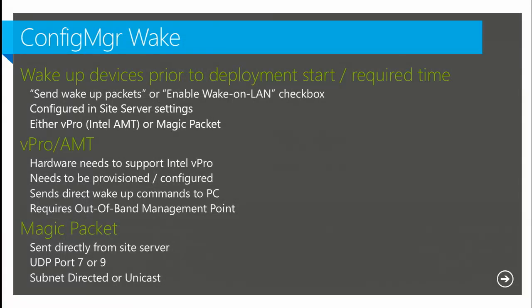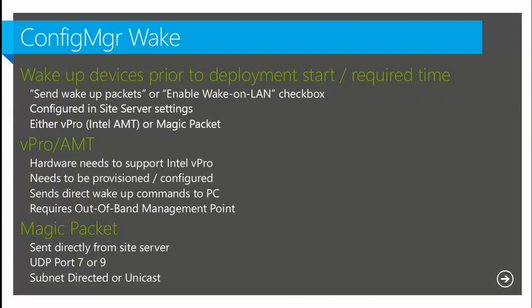Wake up is configured in site server settings, so when you go into your site server, there's a wake on LAN tab, which we'll show in a little bit. You can configure wake up for either vPro, which is AMT, or Magic Packet, or both, which means it will try vPro first, and then if it can't wake a machine up through AMT, it will use Magic Packet to wake a device up.